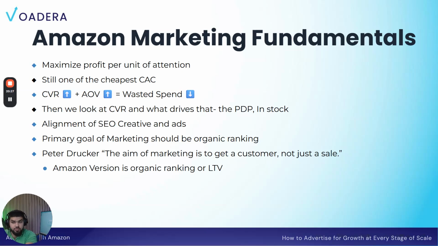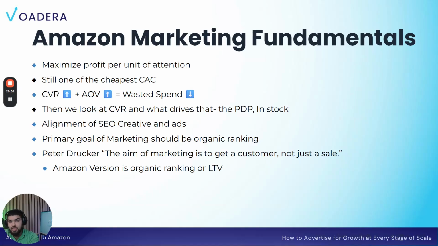Amazon advertising is still one of the cheapest ways to get CAC. I hear a lot of people talk about how expensive it is. We have compared it to other solutions, and it's been very efficient for us to get new customers. You always want to focus on increasing CVR, increasing AOV slash LTV basically, and you always want to focus on reducing wasted spend. Those are the 3 components that you're looking at at a high level.